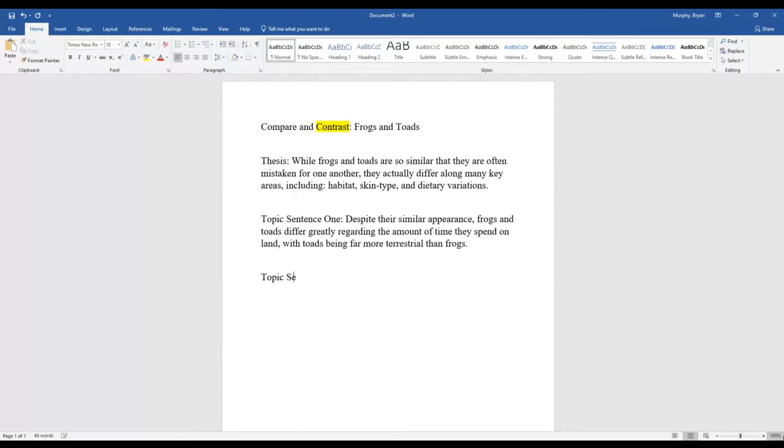Topic sentence 2. All right, so let's go up to our subpoint. Skin type, okay.